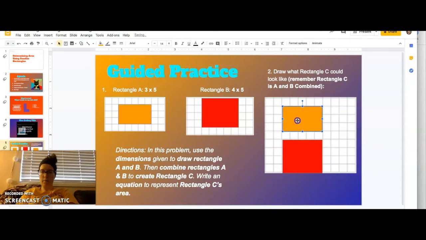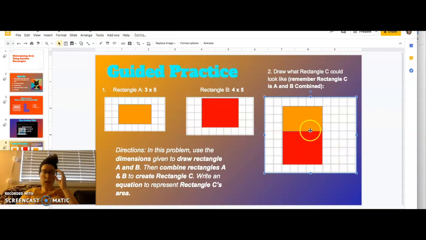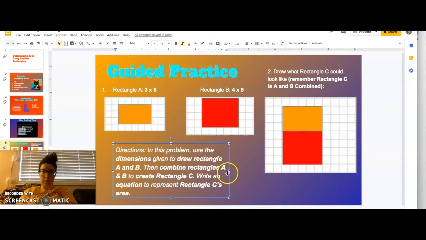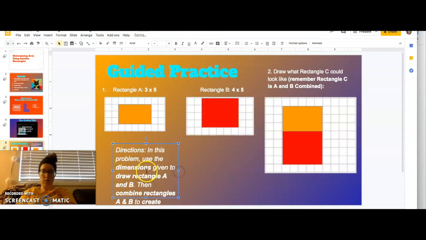So there we go. I'm going to leave them like that, okay? So when I put them together, I'm just finding, again, the area of each of these rectangles and then putting it together. So let's do that, right? I'm going to scoot these over just a bit.